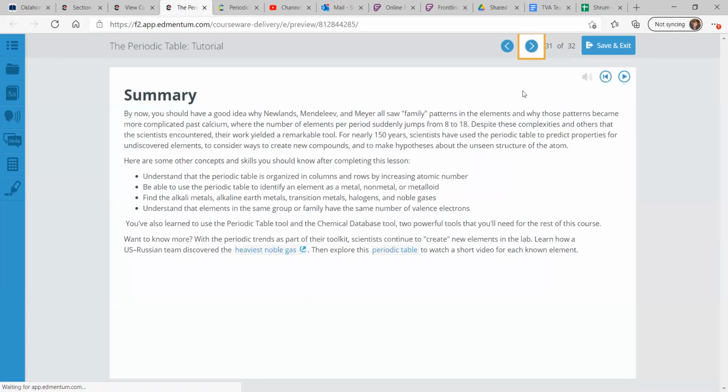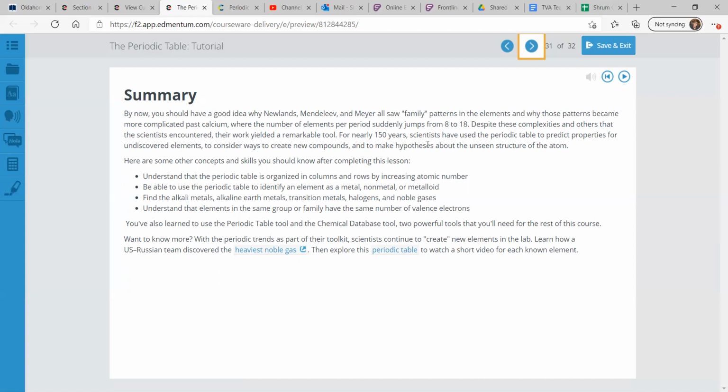But that brings us to the summary. By now you should have a good idea why these scientists saw family patterns in the elements and why those patterns became more complicated past calcium, where the number of elements per period suddenly jumps from 8 to 18. Despite these complexities and others that the scientists encountered, their work still yielded a very useful tool. And for nearly 150 years, scientists have used the periodic table to predict properties for undiscovered elements.